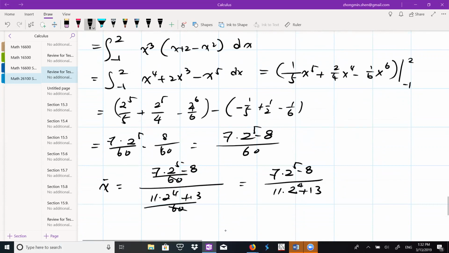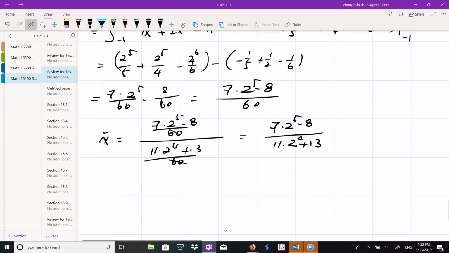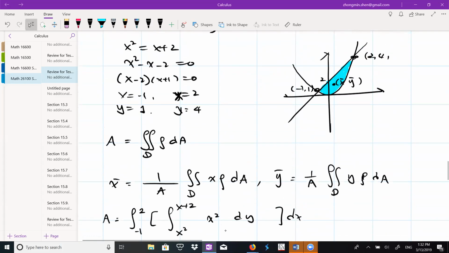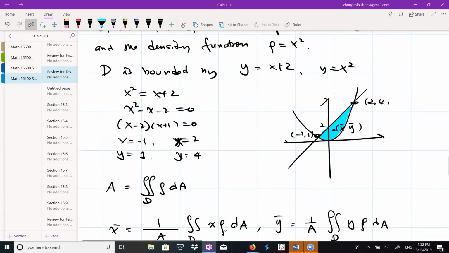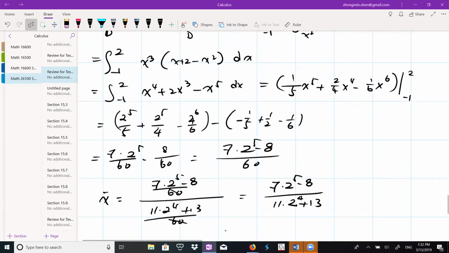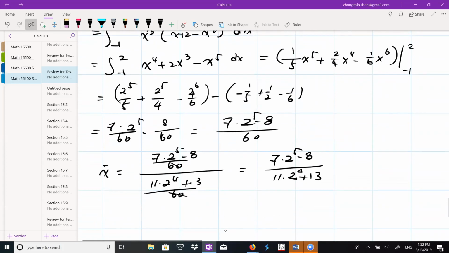Yeah, it's kind of a very strange number. So this number is positive, clearly. It is positive, and so it matches with the picture here. Look at the picture here. x bar should be positive. Okay, so I'm not going to work on the next y bar.